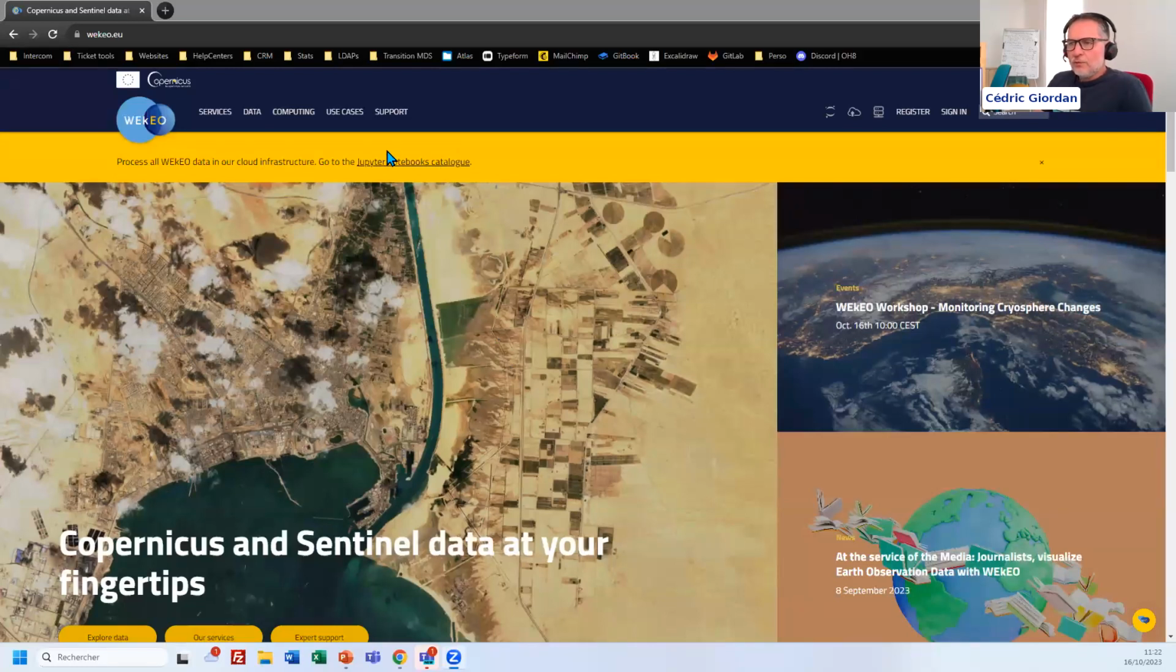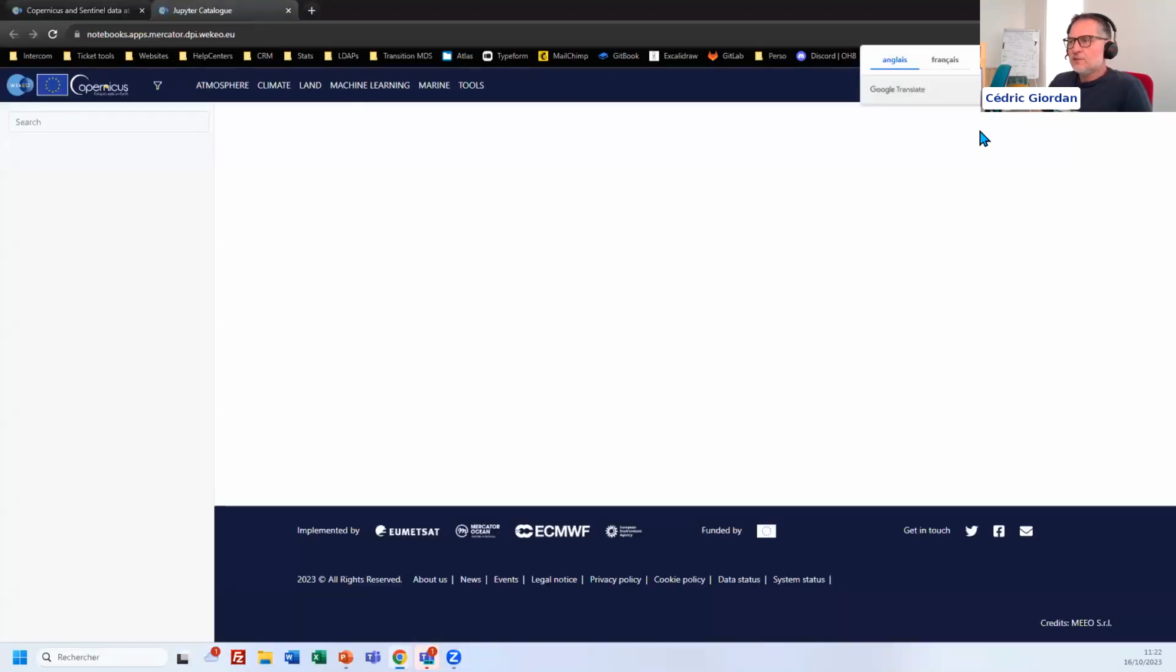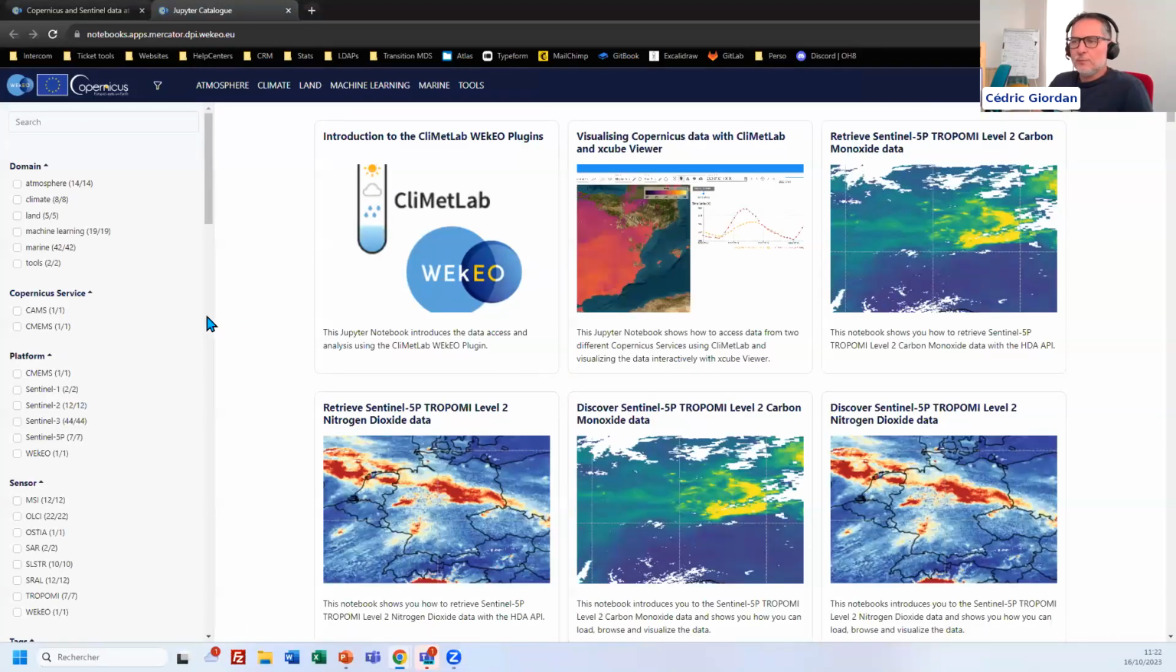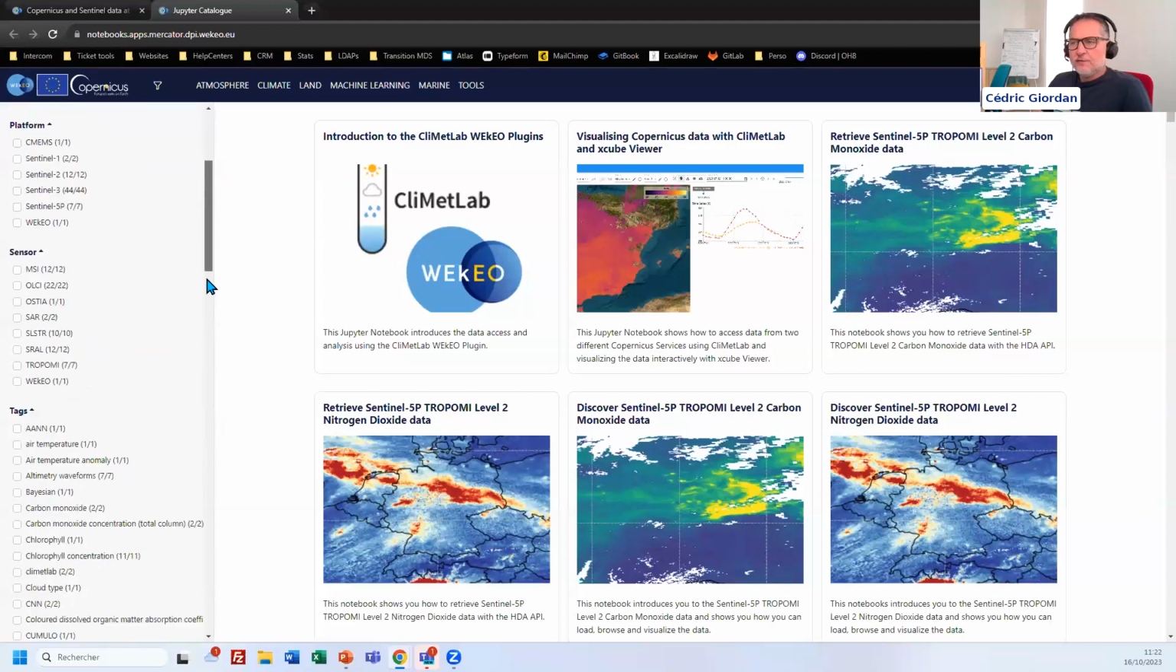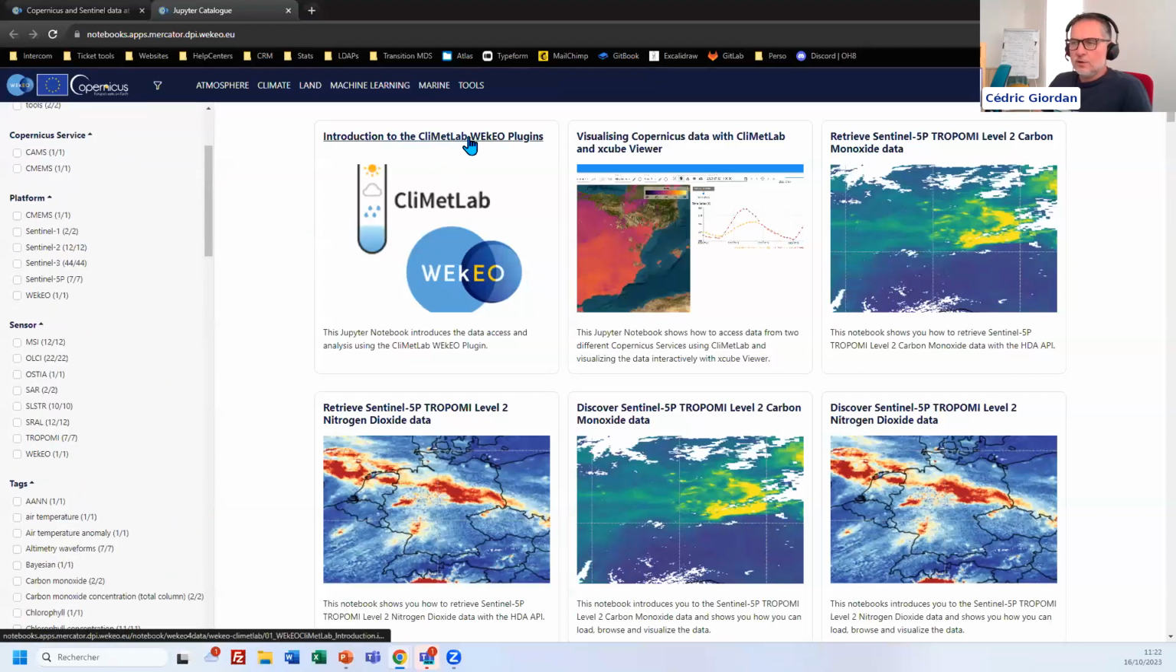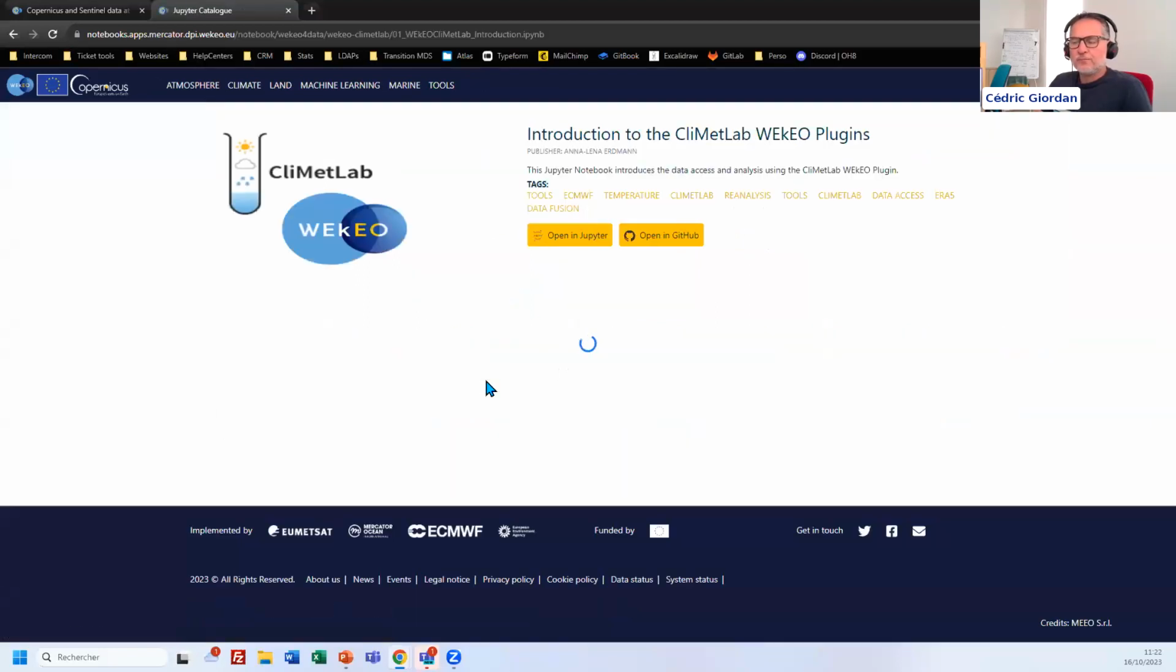So there is an online resource about the Jupyter Notebook catalog. It's directly on the website here. Following this link, you will reach the page section dedicated to notebooks. You can sort using the different filters on the left, and then access the notebook by clicking on the title.